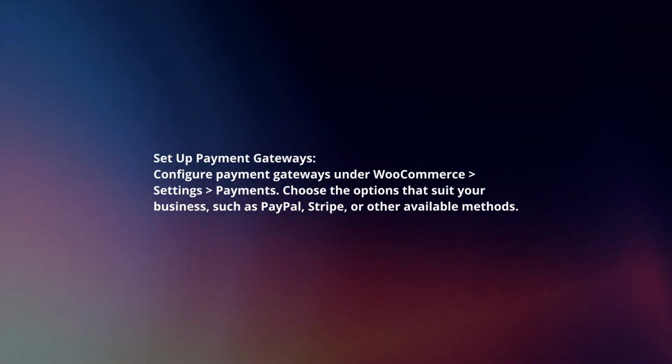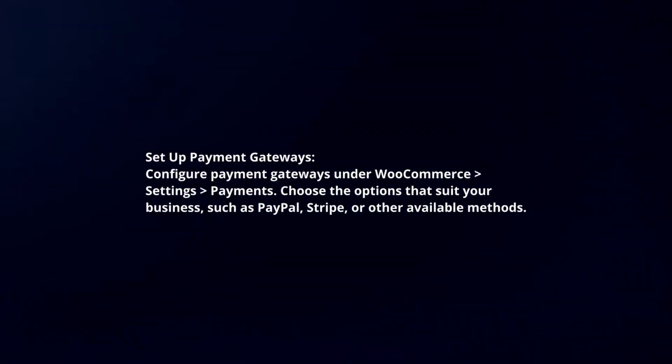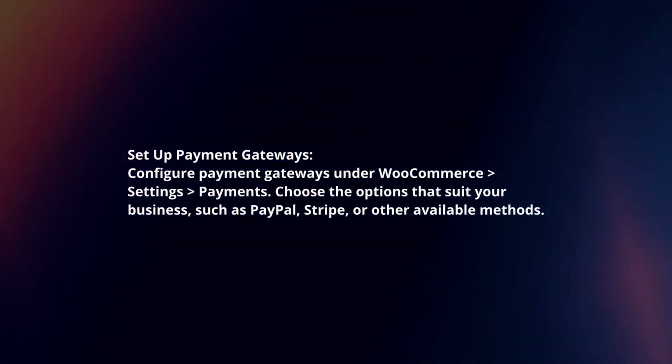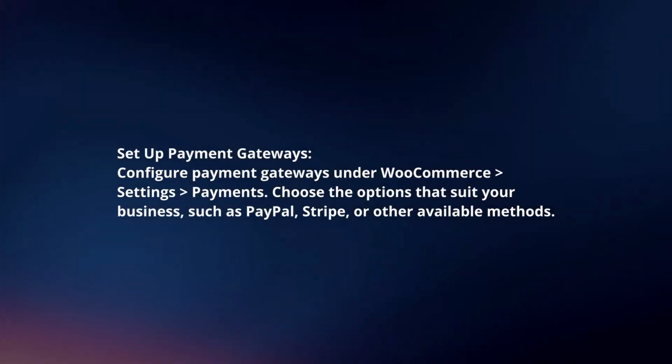Set up payment gateways. Configure payment gateways under WooCommerce, Settings, Payments. Choose the options that suit your business, such as PayPal, Stripe, or other available methods.